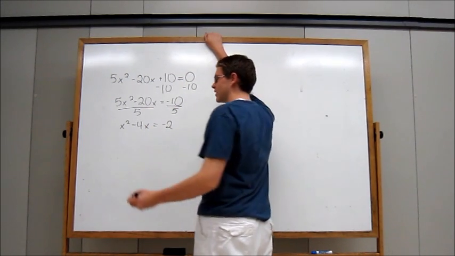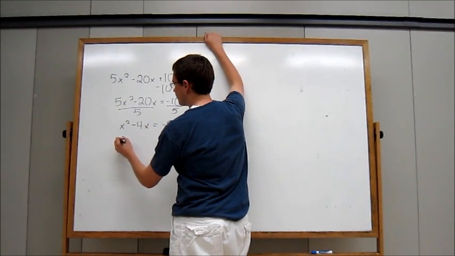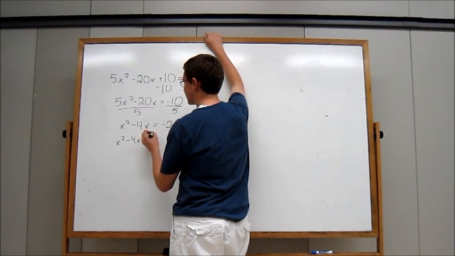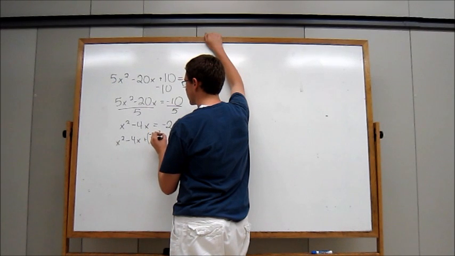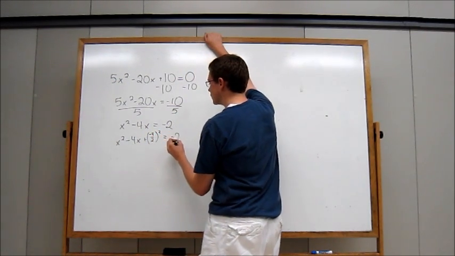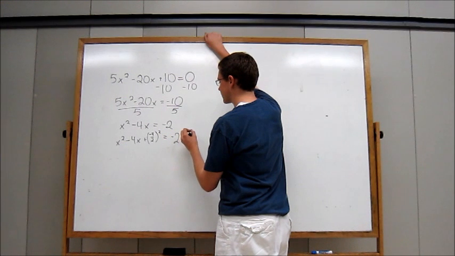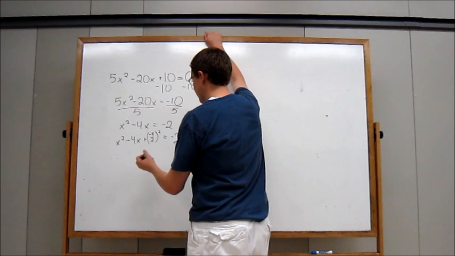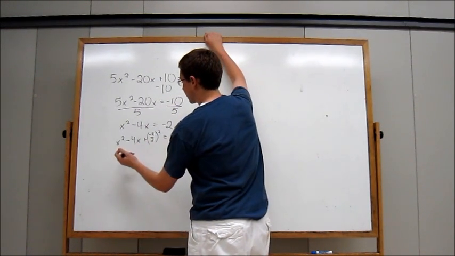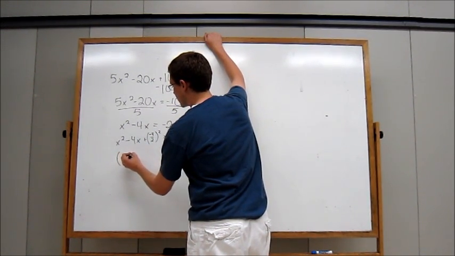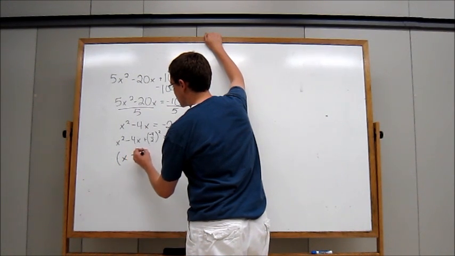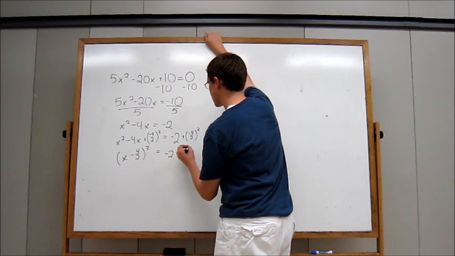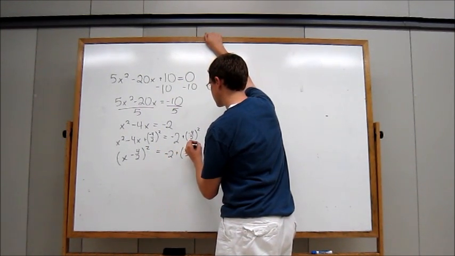Now we can take half of b. Okay. So x squared minus 4x plus half of b squared, which is negative 4 over 2 squared, equals negative 2 plus the same thing, negative 4/2 squared. Okay, so now we can change this into the perfect square binomial, parenthesis x minus 4/2 squared equals negative 2 plus negative 4/2 squared.